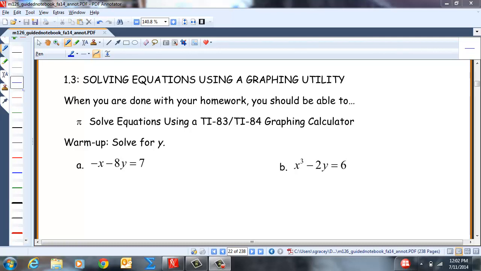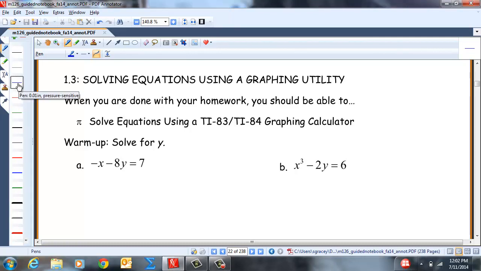We are in our Precalculus 1 class and we are using the Precalculus Enhanced with Graphing Utilities text by Sullivan and Sullivan. So let's start out by warming up. Today we'll be learning how to solve equations using a graphing utility. So pause the movie and warm it up. Okay, let's see how you did.